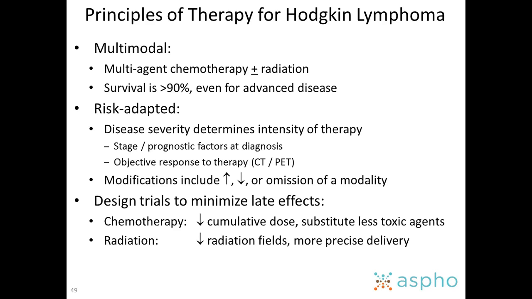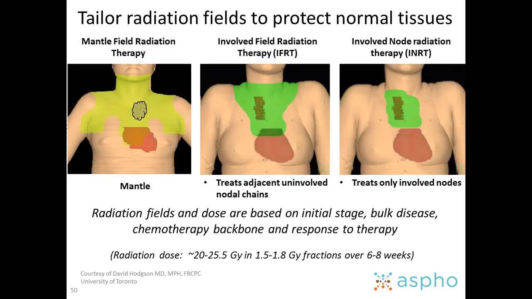Modifications include adding a modality, such as in more intensive chemotherapy, or decreasing or omitting a modality, like decreasing radiation. Because our cure rates are so high, we're not shooting for better cure rates now, we're shooting for good cure rates, but decreasing the late effects. So decreasing cumulative doses of chemotherapy, substituting less toxic agents, and in terms of radiation, decreasing radiation fields and giving more precise delivery. This slide was courtesy of David Hodgson from the University of Toronto.